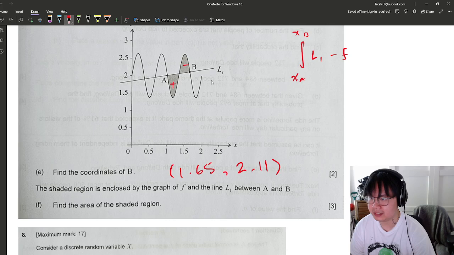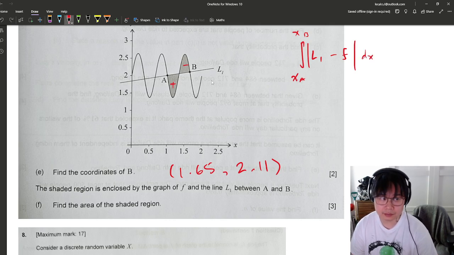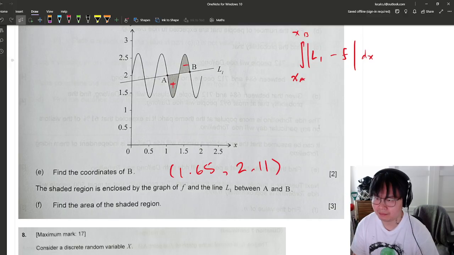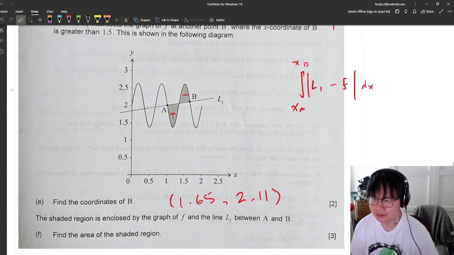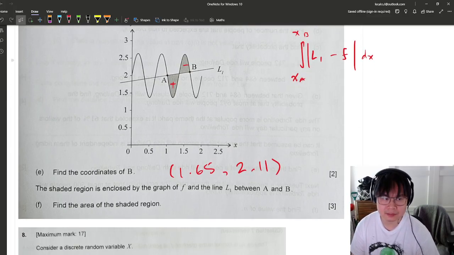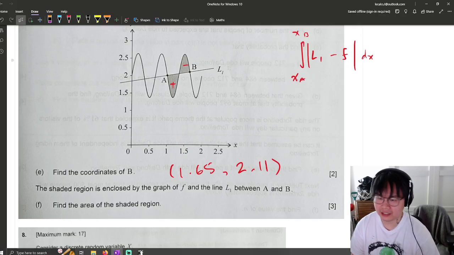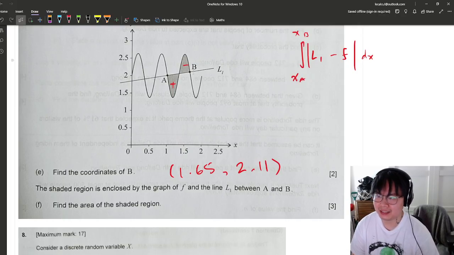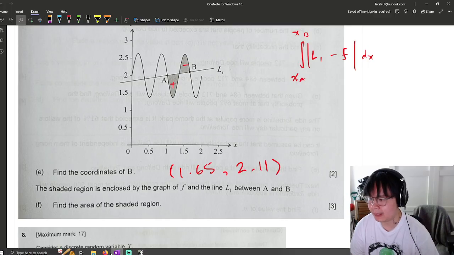So what you do is you just take the absolute value. Very similar to a total distance traveled type of question. That's the fastest way to do it. I would not split this into two integrals, but you could do that if you wanted to. That takes too much time.